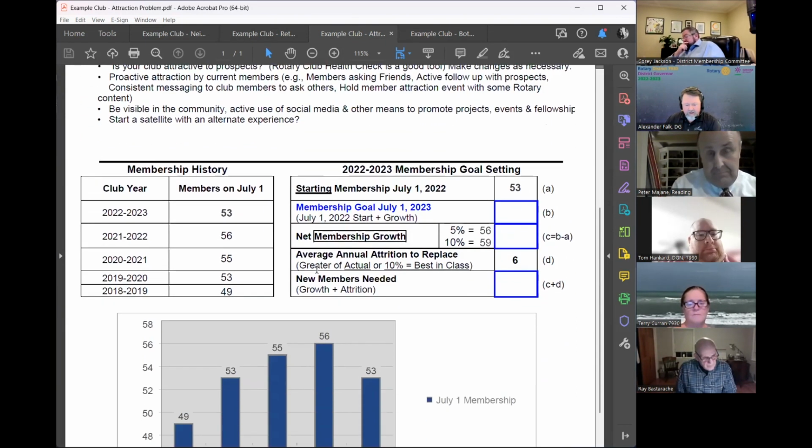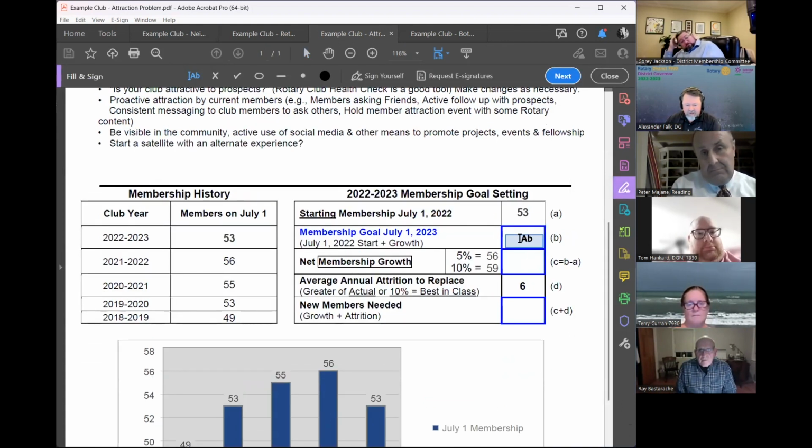And this is a bit of a larger club, so let's look at the numbers. Target for 5% growth would give us a target of 56 people. So if you want to achieve 56 by year end, that is a net growth of 3 members, plus the attrition that we need to replace of 6, gives us a target of 9. In this particular case, the numbers are a bit larger because the club is a bit larger.